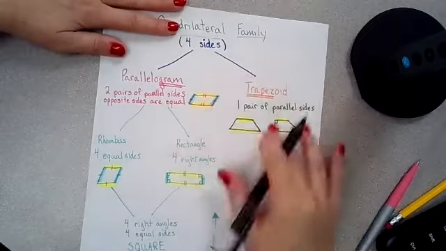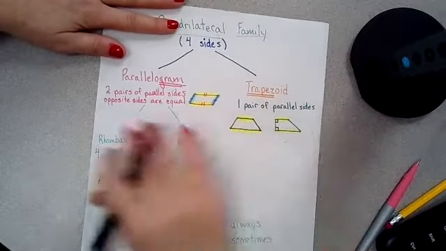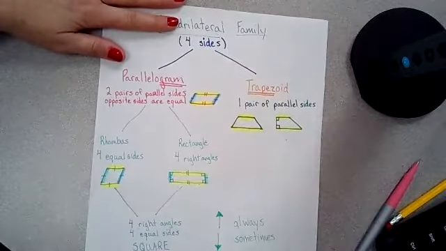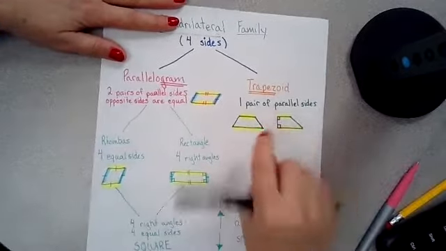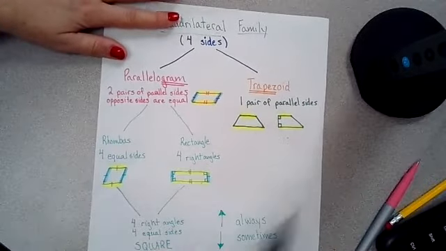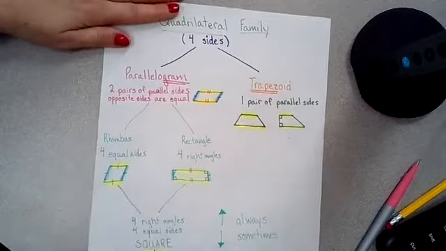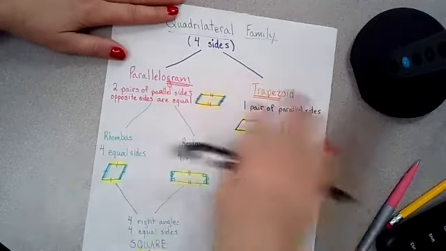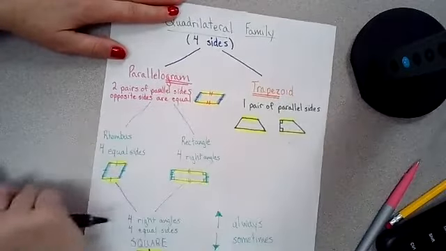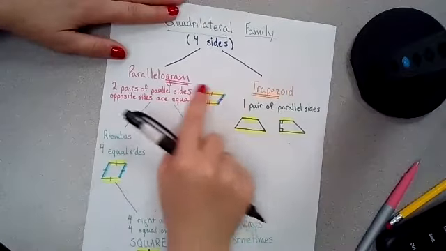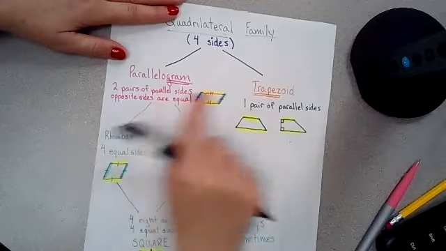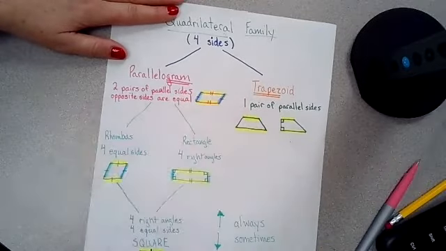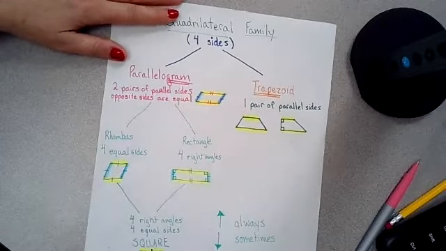Now, Uncle Trapeze, he never gets married. He never has any children. So it's just him in the family that has 1 pair of parallel sides. Everybody else in the family has 2 pairs of parallel sides. Okay, so then let's move over here to Graham. This is Graham. Graham has 2 pair of parallel sides, okay? And his opposite sides are equal. And he has twin boys.